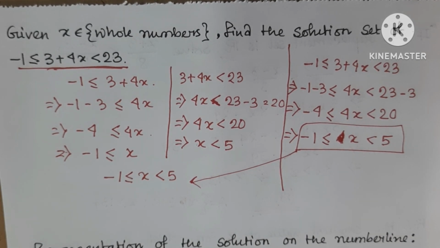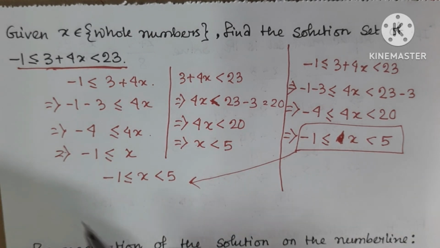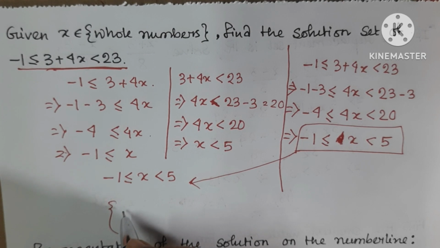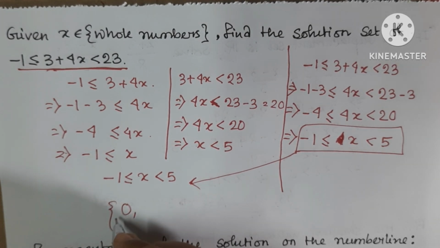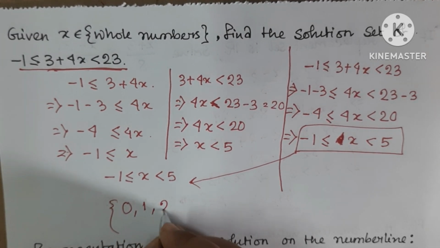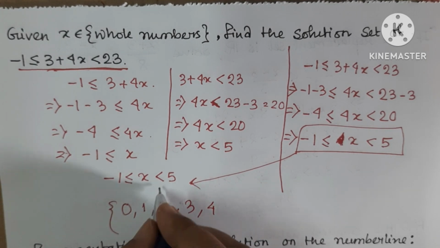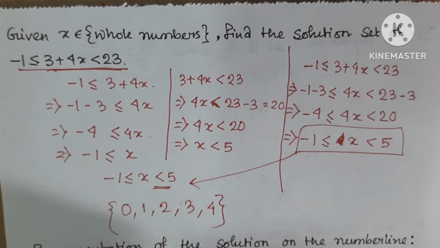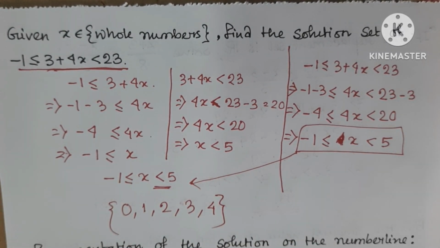Now you have got the range. Now it is given x is a whole number. Okay, so what will be the solution set? 0. You have to start from 0 because it is the set of whole numbers. So 0, 1, 2, 3 and 4, not 5, because it is strictly less than. Okay, so this will be your solution set.